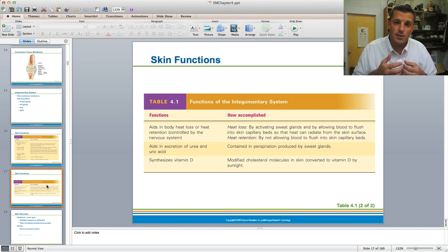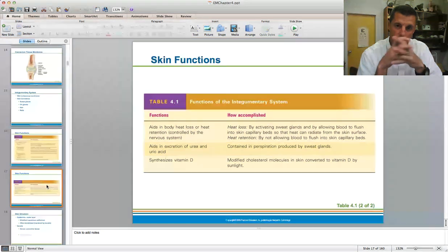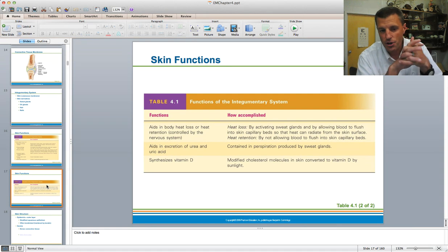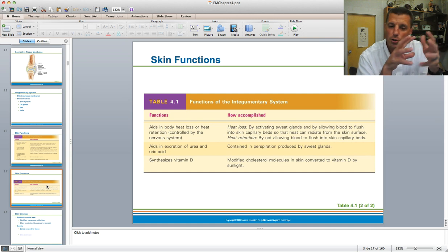So in an attempt to keep your blood from cooling too much, your body moves blood away from the extremities and away from the surface of your skin. And that's why the surface of your skin is susceptible to frostbite. And your extremities, your digits, for example, are susceptible to frostbite because you're going to be moving blood away from those areas. Aids in excretion of urea and uric acid, and that's contained in perspiration produced by sweat glands. And that's what creates the discoloration that you might see on a white shirt that you have or whatever from extreme perspiration.